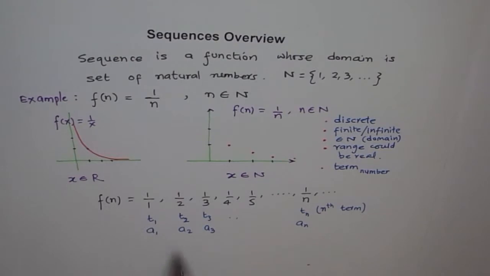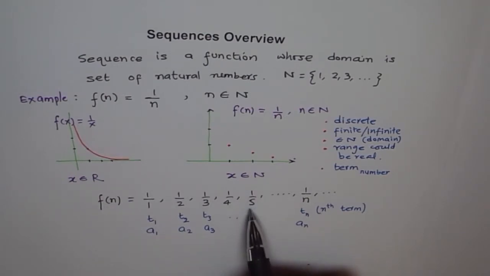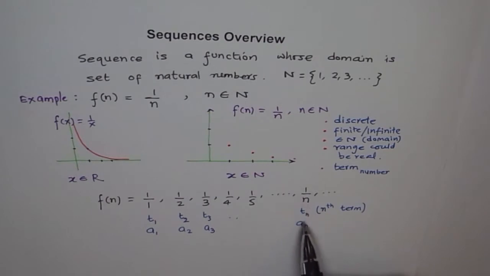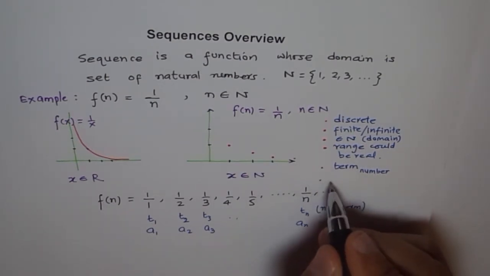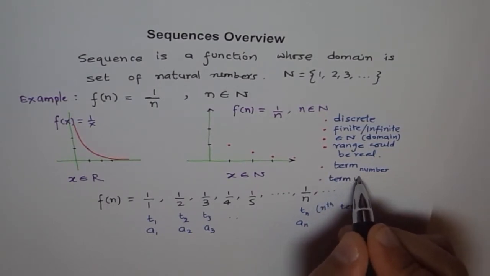Now, every term number has a value associated. For example, what is the value of the second term? The value of the second term in this sequence is 1 over 2. The value of the fifth term is 1 over 5. And the value of the nth term is 1 over n. So those are the values of a term. So every term has a term value, or value of term.